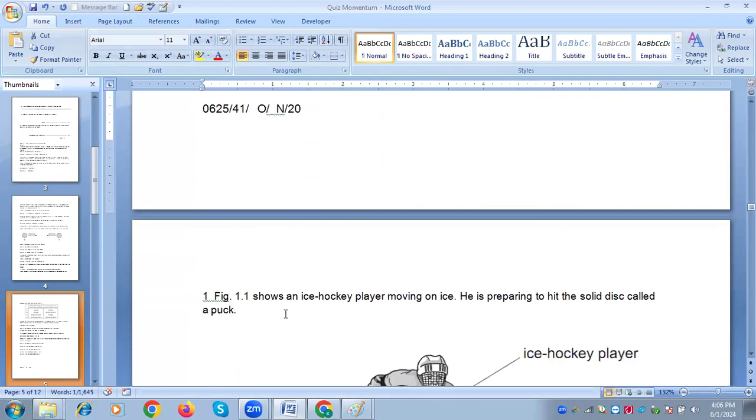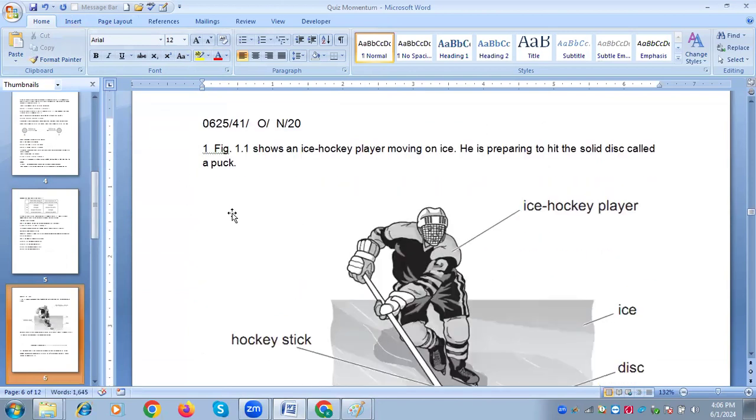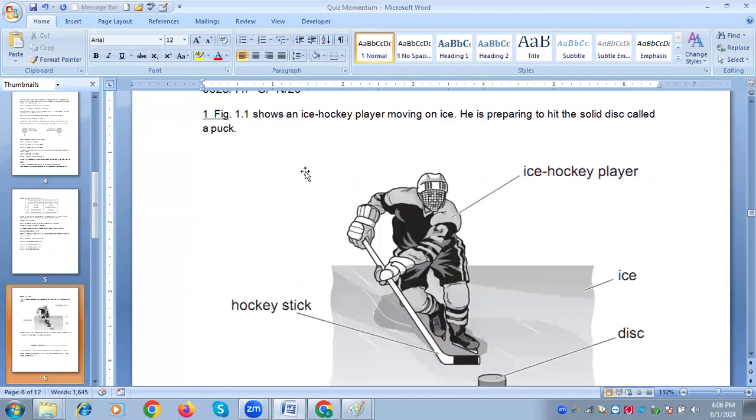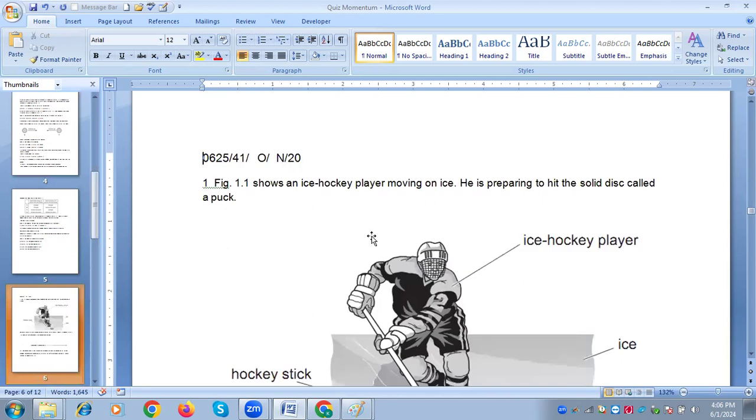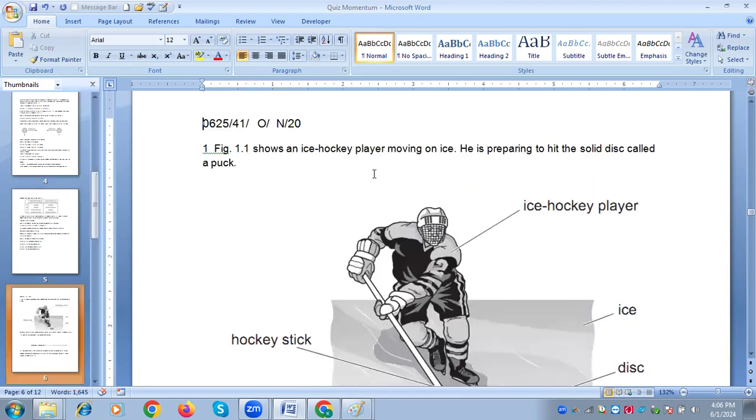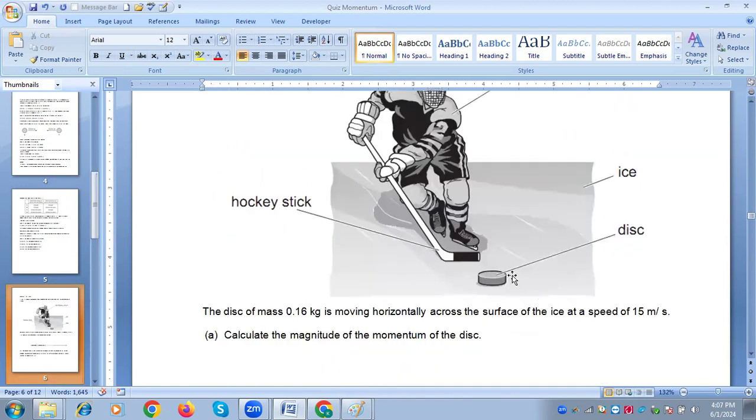Now, structured questions. The first question is from IGCSE. The year is mentioned here, October, November 2020. Figure 1.1 shows an ice hockey player moving on ice. He is preparing to hit the solid disc called a puck. The disc of mass 0.16 kg is moving horizontally across the surface of the ice at a speed of 15 meter per second.